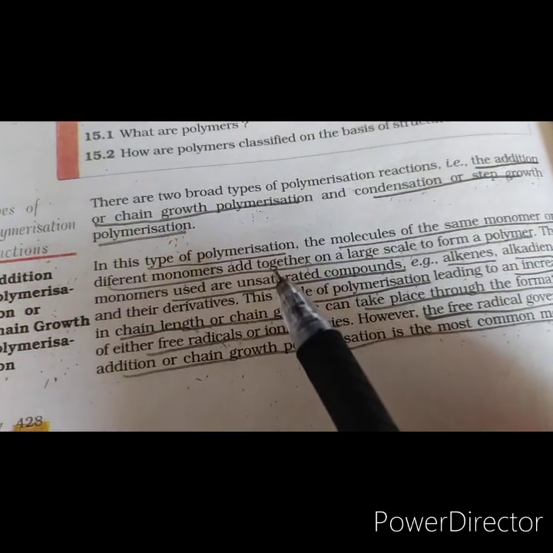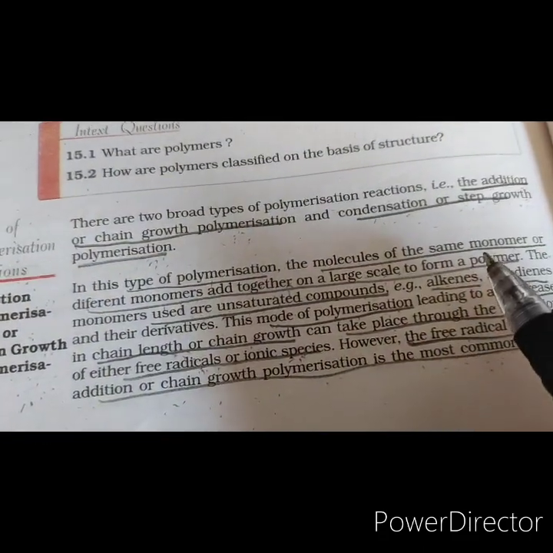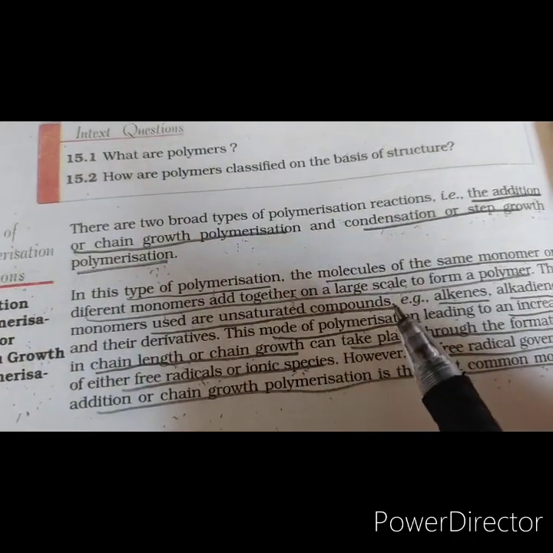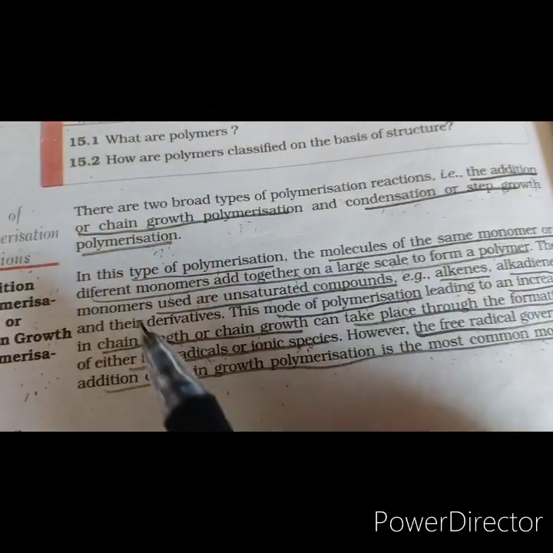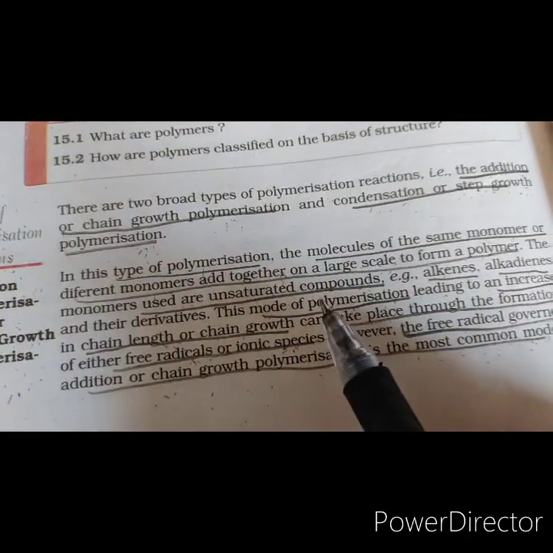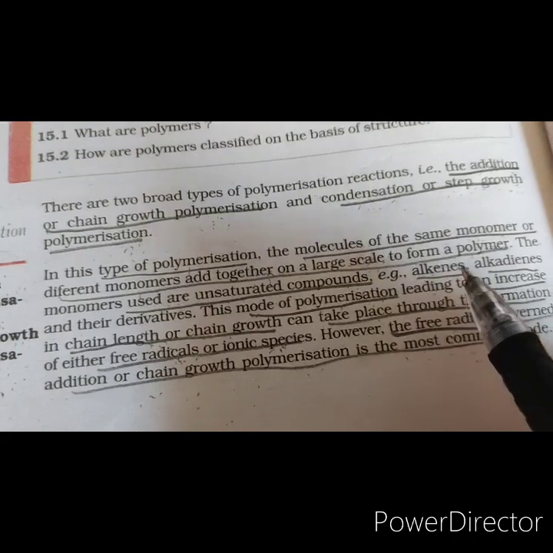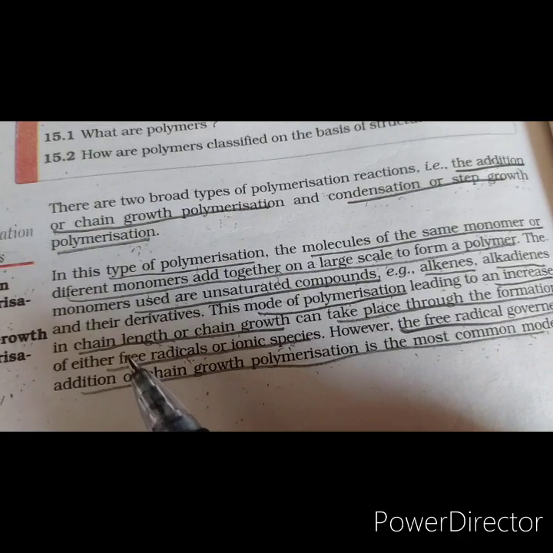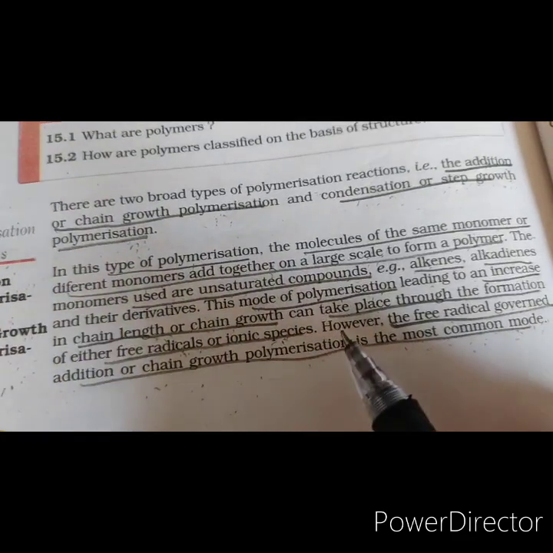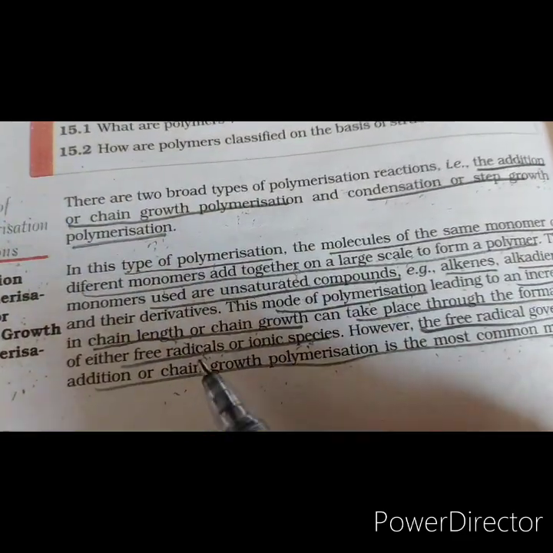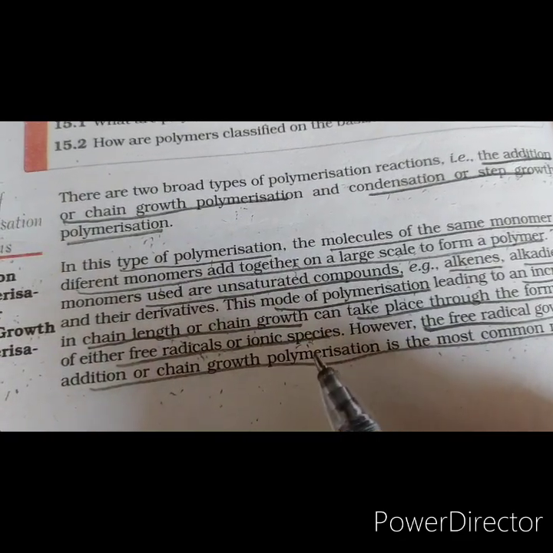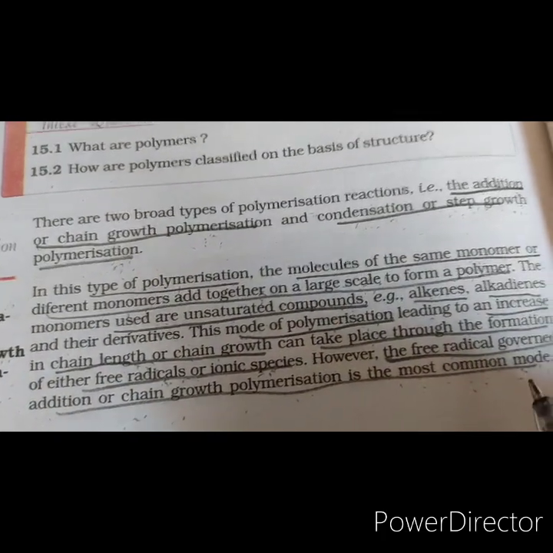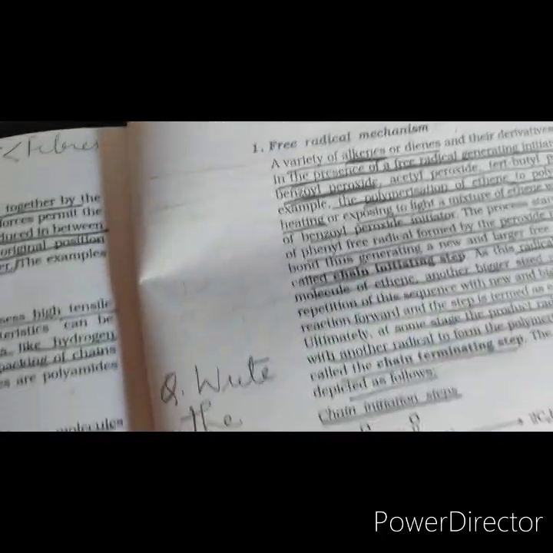In this type of polymerization, the molecules of the same monomer or different monomers add together on a large scale to form a polymer. The monomers generally are unsaturated compounds, for example, alkenes. In this mode of polymerization, there is an increase in the length of the chain, and this generally takes place through the formation of free radicals or ionic species. The free radical governed addition is the most common mode.